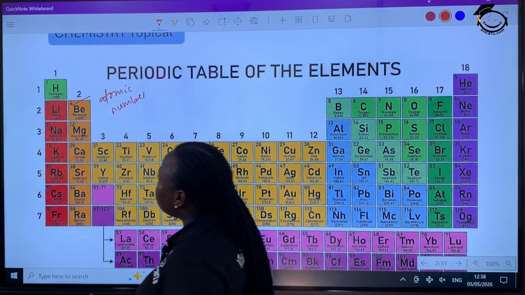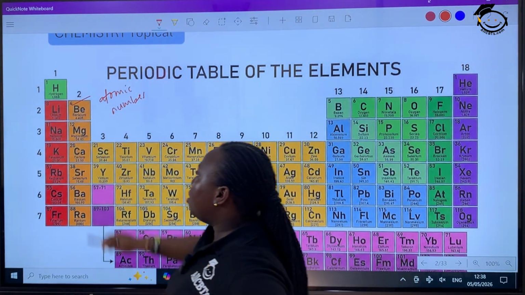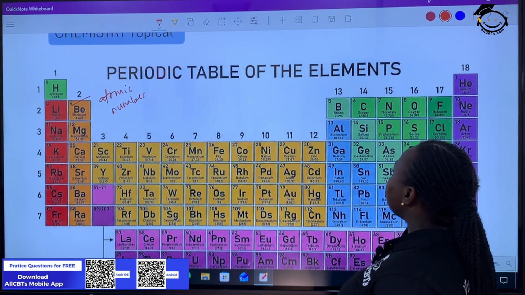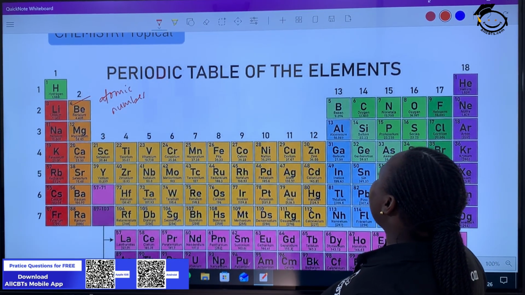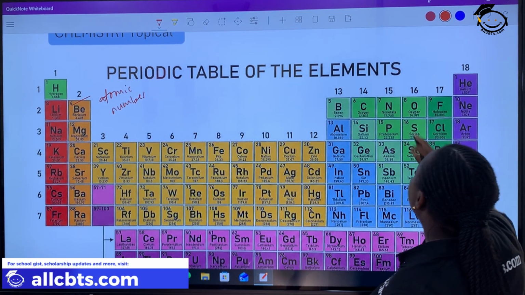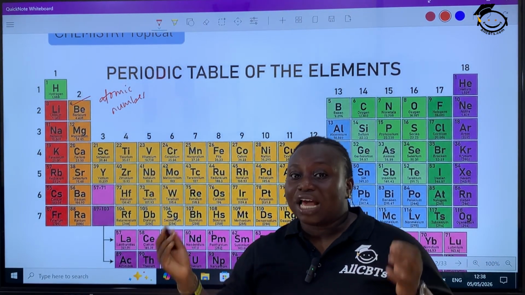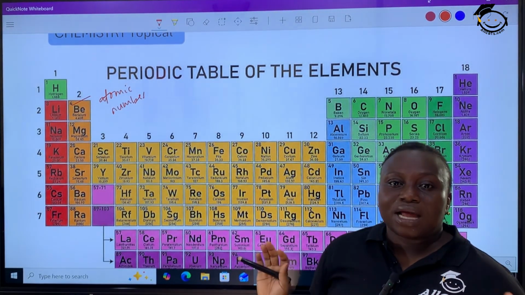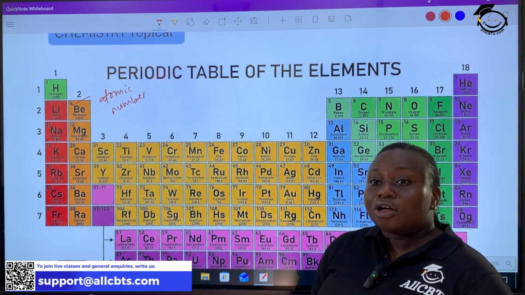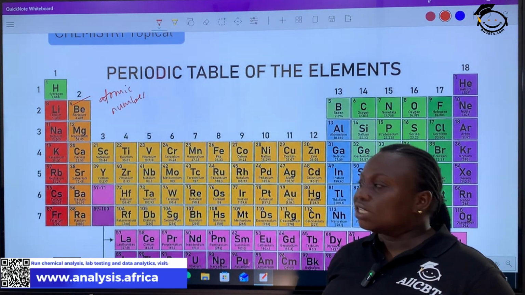Now if you notice, lithium is a metal, beryllium is a non-metal, boron is a metalloid, carbon is a non-metal. And look, we said non-metals are generally electron acceptors. That means normally non-metals will attract electrons. That means normally non-metals are electronegative. So they have that electronegativity in them.